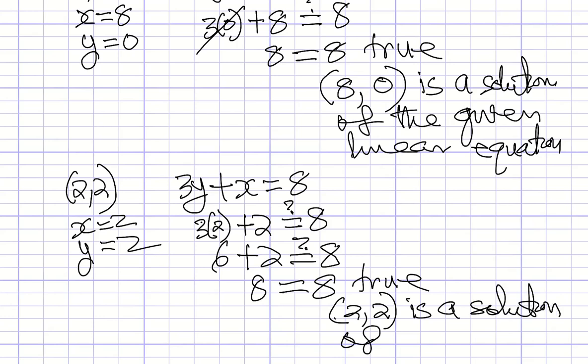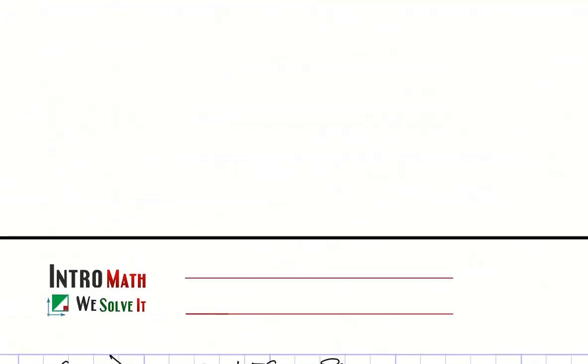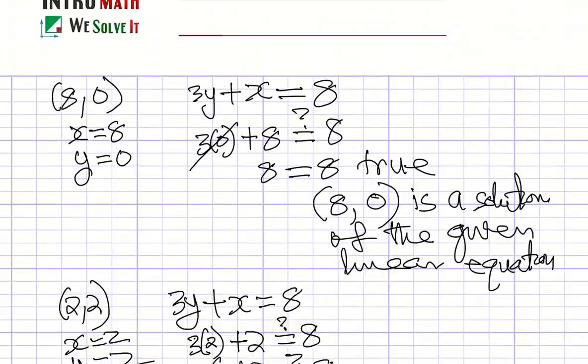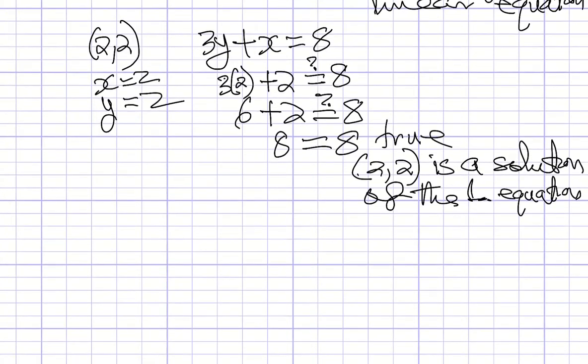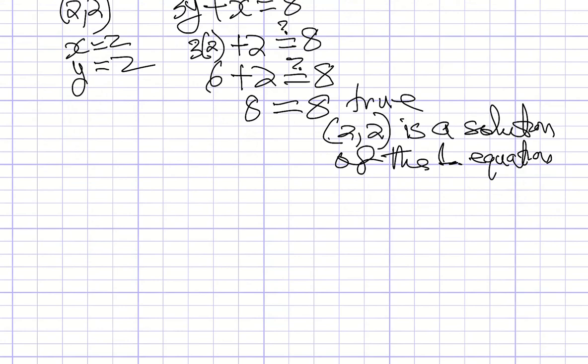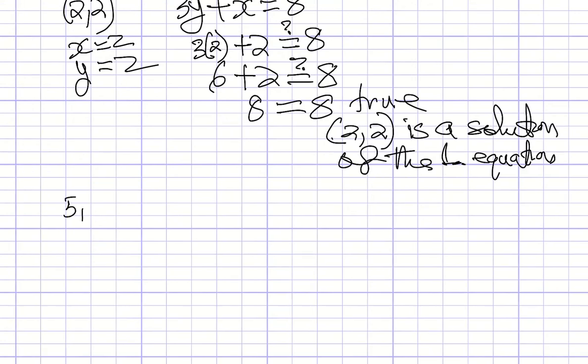A solution of the linear equation, okay? Linear equation. So what is the last one given? It's (5, 1). We're gonna check that one too. Just pay attention to what I'm doing, and then you shouldn't have any problem. What is (5, 1)? You give him (5, 1).